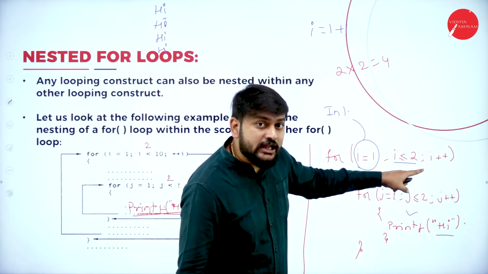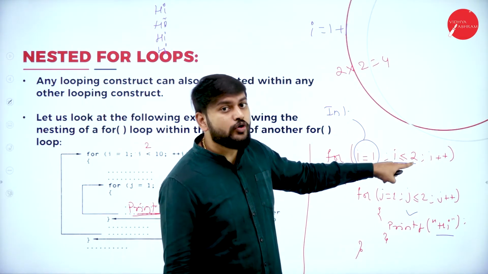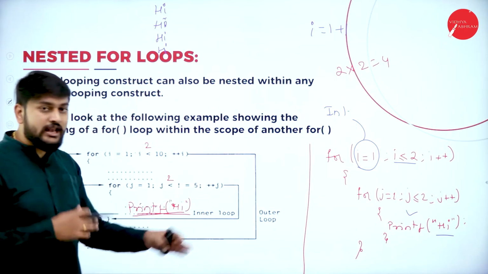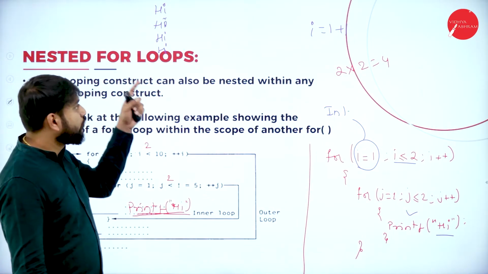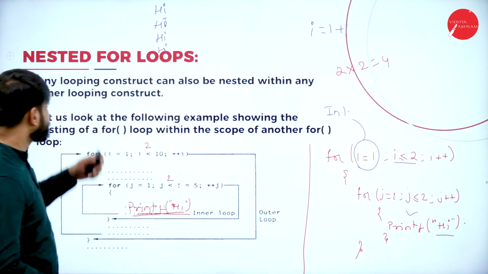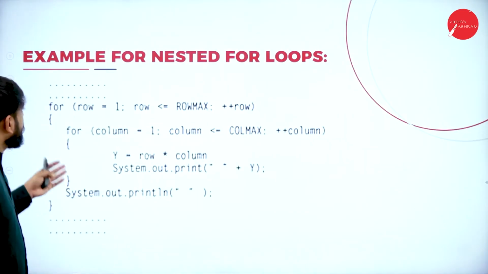I value is 3. So it will come, check the condition. 3 is less than or equal to 2? No, condition fails. It will come out of this. So like this, the inner nested loop is working. This is how you need to understand. So hope you understood the nested for loop. All right. Moving on to the next one.